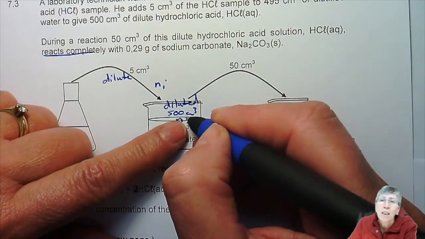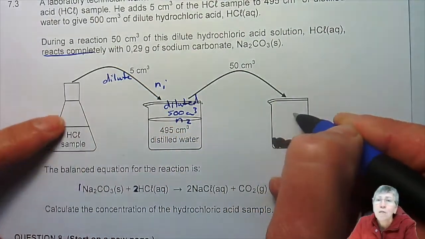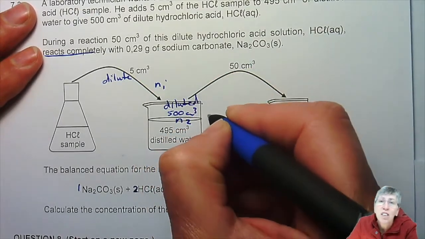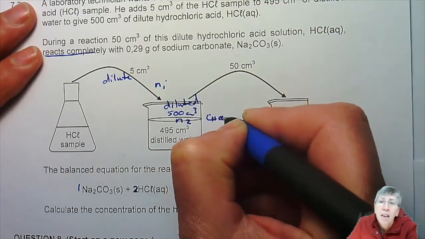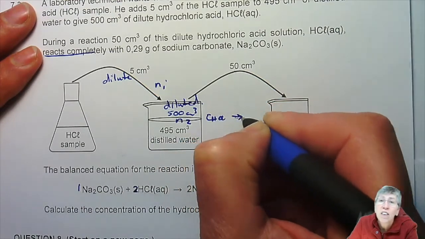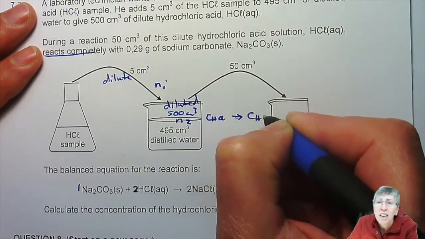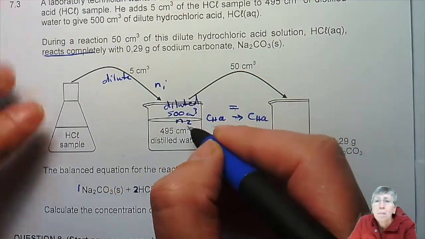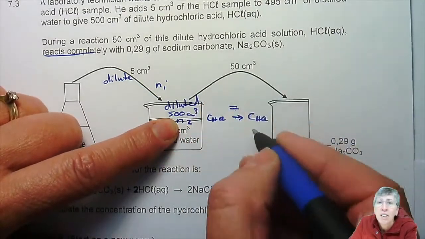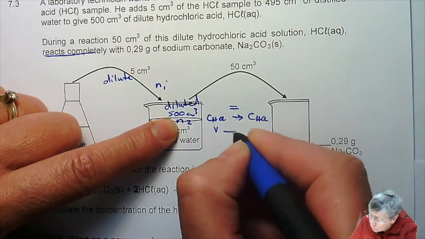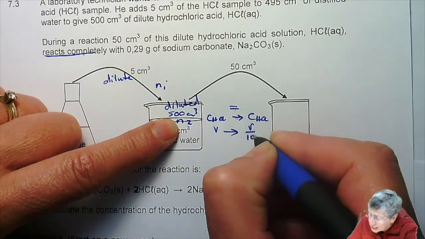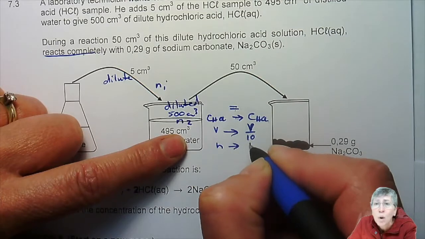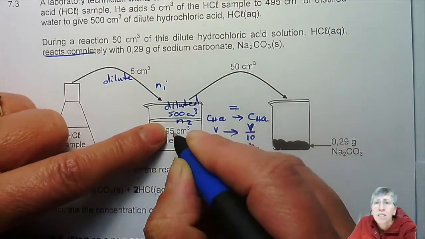We take from the 500 cubic centimeters, we only take 50 cubic centimeters. Now, first off, let's think about the concentration. The concentration in this beaker is actually the concentration of the HCl that we put in there. They are equal, right? But what happened when I take from the 500, I only take 50. So the volume, I only take 1/10 of that total volume. It means I only take 1/10 of the moles that I had over there.